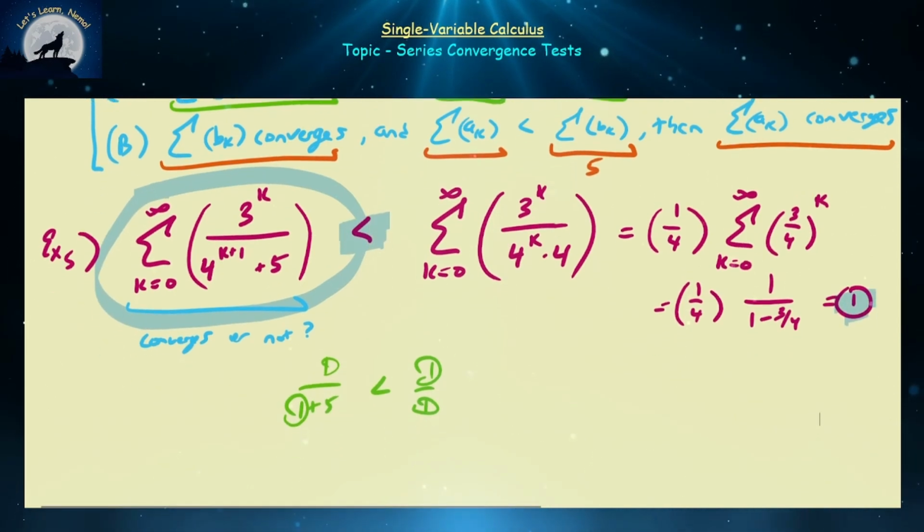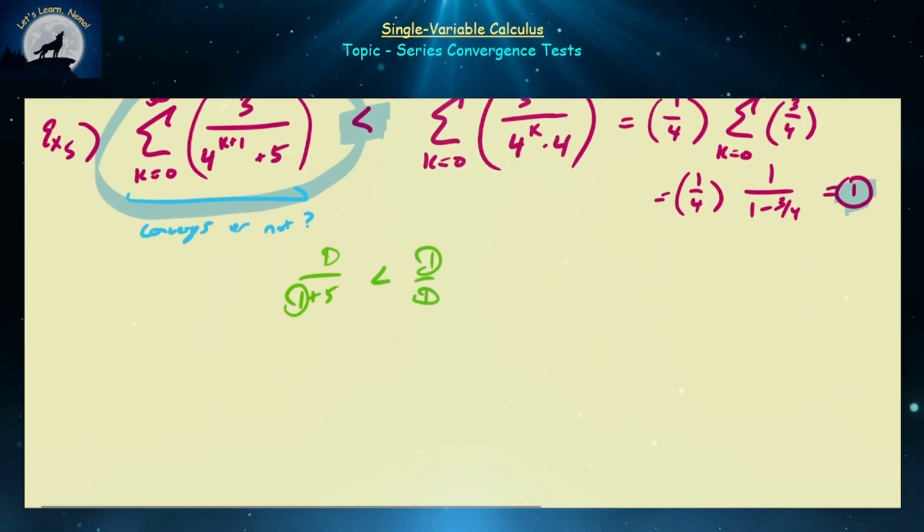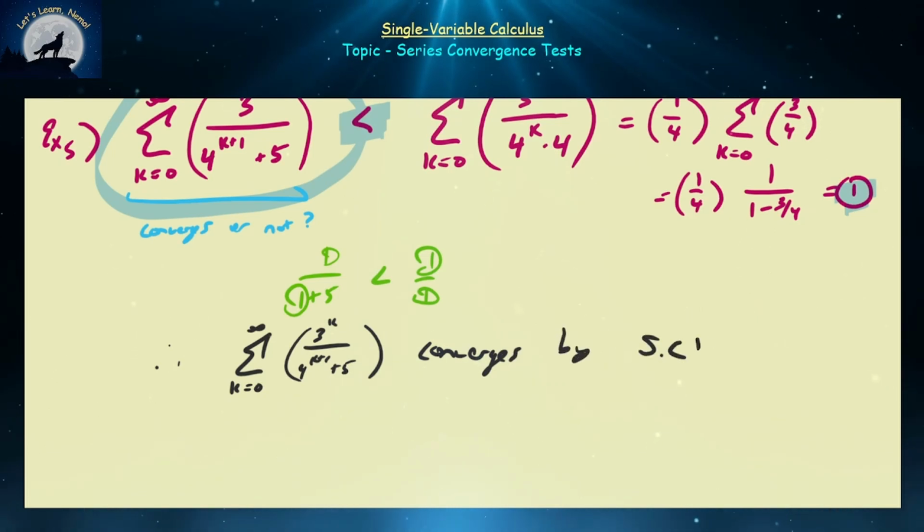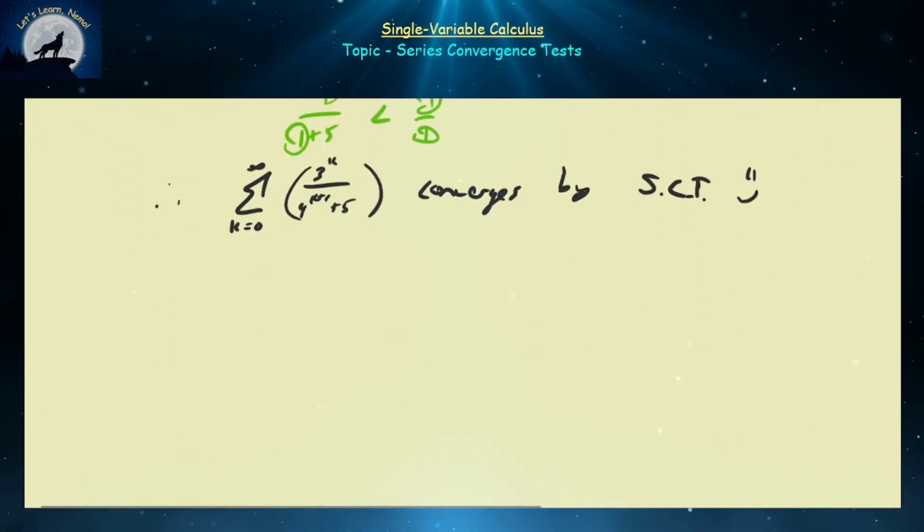Therefore, it can't diverge. So that means this series, the sum from k equals 0 to infinity of 3 to the k over 4 to the k plus 1 plus 5, converges by the series comparison test. Okay? Let's look at another example.